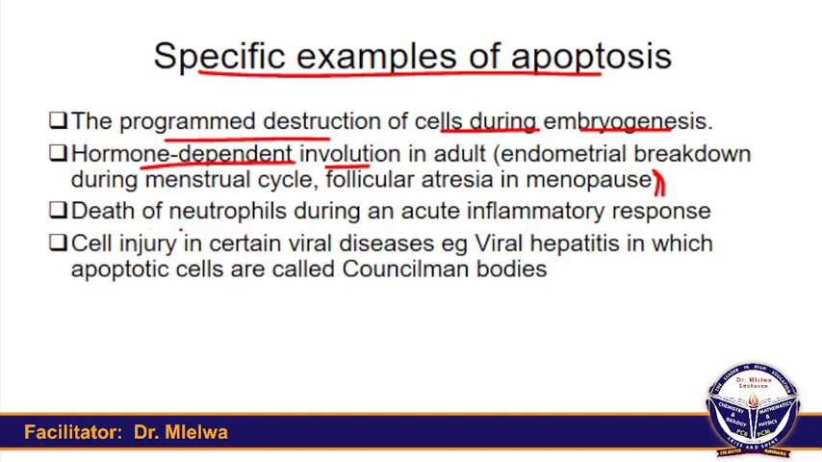Another example is the death of neutrophils during acute inflammation response. We shall discuss the acute inflammation response in the coming sessions. Tutaona acute inflammation na hizo neutrophil ni cell gani. Lakini pia cell injury in a certain viral disease, kwa mfano viral hepatitis, in which apoptotic cells are called Councilman bodies, unaona. Kwa hiyo Councilman bodies zitaua zile seli ambazo zimekuwa affected with the hepatitis virus.